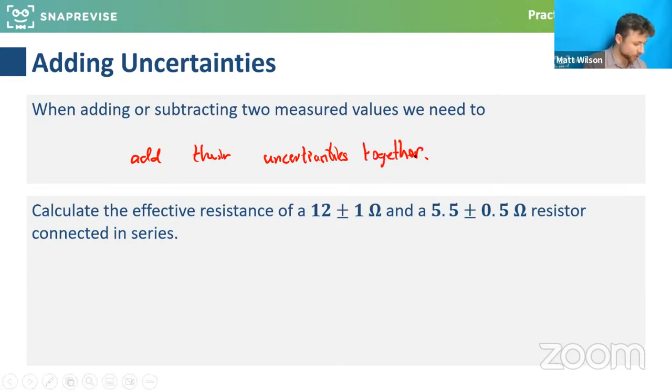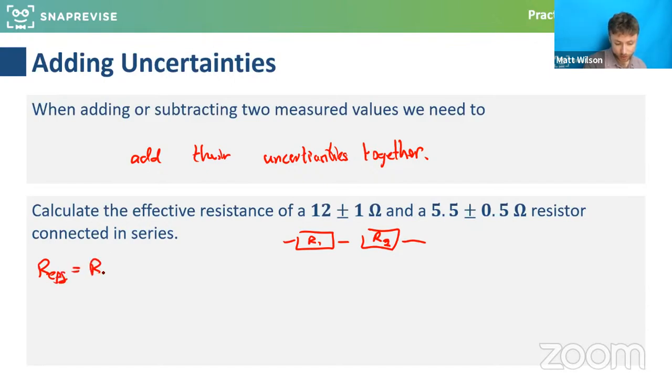And again, it will be best if we take a look at an example. Let's imagine we have two resistors in series, R1 and R2. We measure the resistance of each one separately, and we're a bit uncertain about their resistance. Then we put them in series, and we want to know the effective resistance of the two of them in series. We know what formula we want to use. The effective resistance of these two resistors should be the sum, resistance 1 plus resistance 2. So we can calculate that. It'll be 12 plus 5.5, in other words, 17.5.